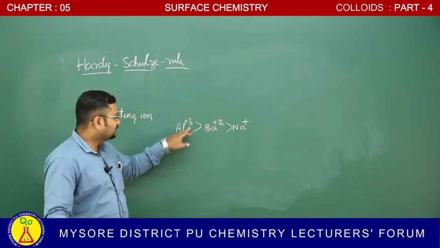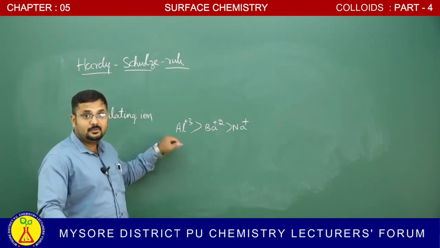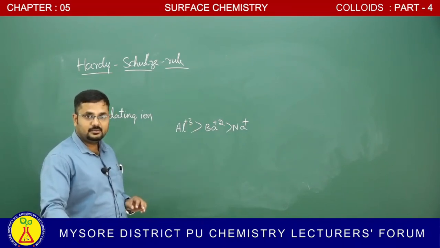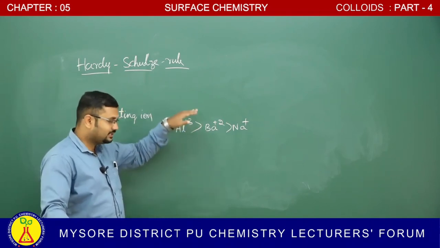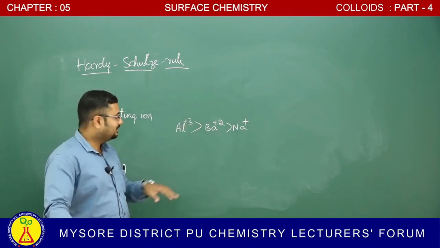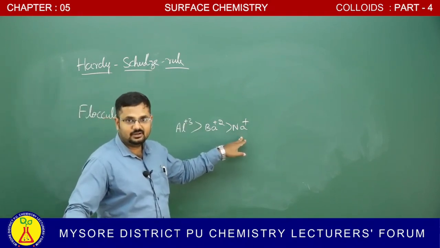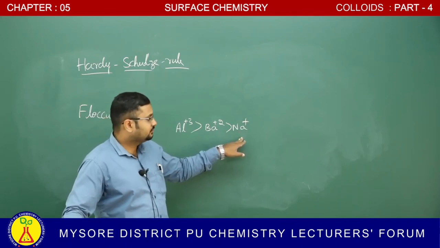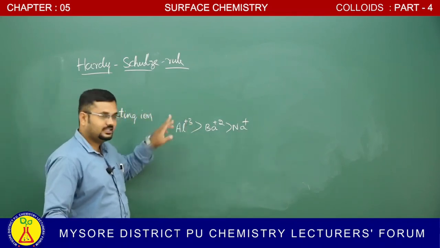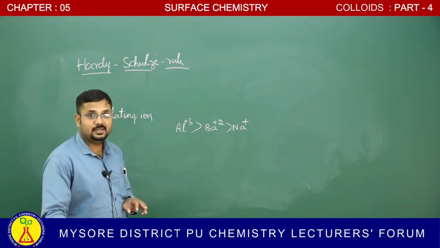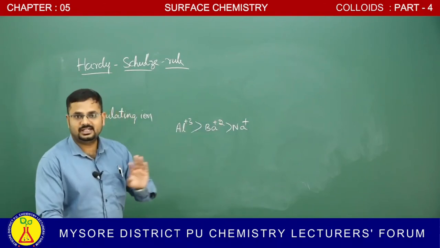So, if I am going to use Al³⁺ ion, precipitation will be more. Suppose, instead of that Ba²⁺ ion use maadidre, precipitation decreases. So, then finally, if I use Na⁺ ion as the electrolyte, so still the precipitation decreases. That is, greater the valency, the power of the precipitation will be more. Okay, so as valency decreases, the power also decreases.